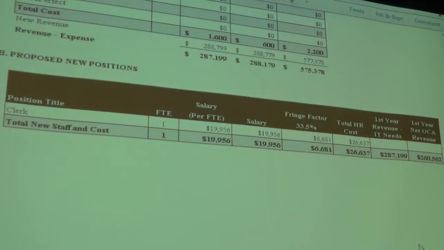So we looked at first year revenue, and then net outcome revenue. The net outcome would be $260,000, and that would be essentially the difference between the gross revenue minus the total HR cost.